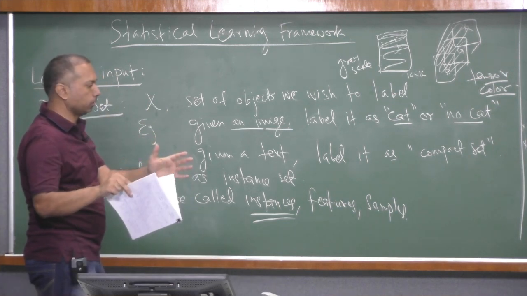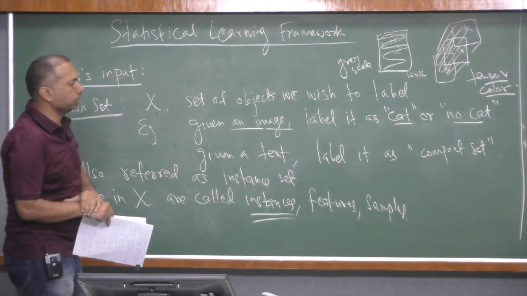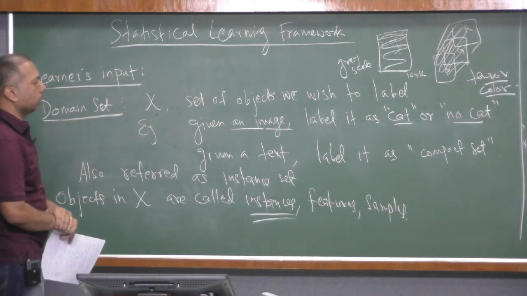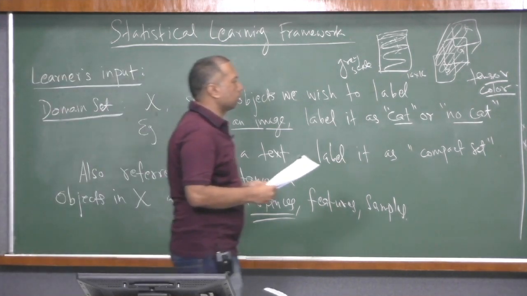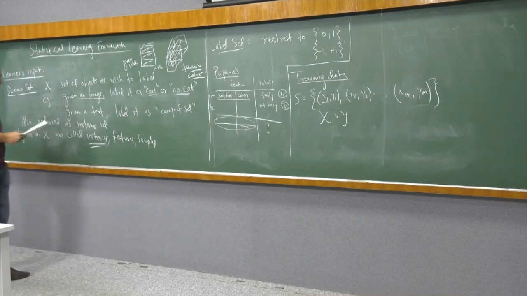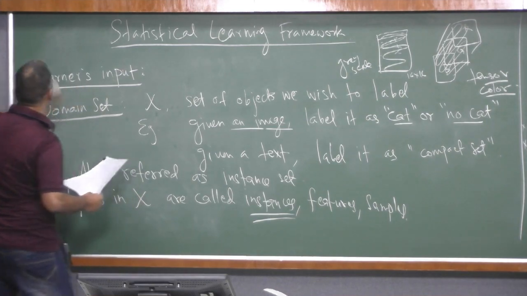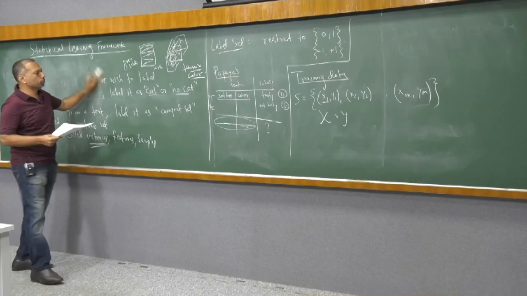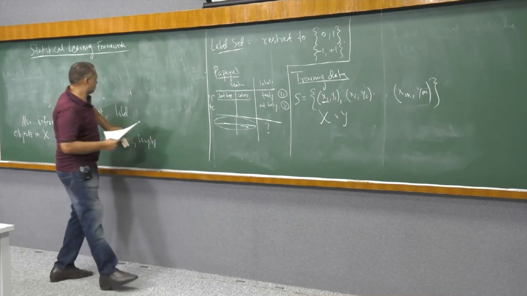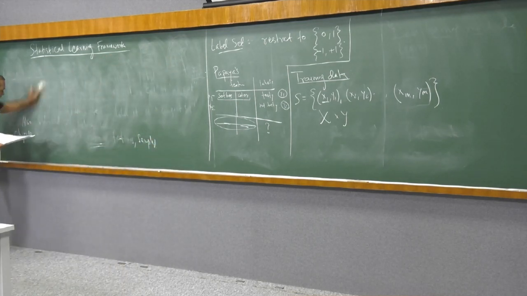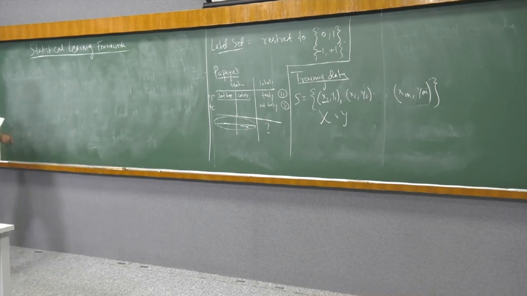What are we trying to learn? What are the notations we use? The domain set, and then the label set, and combined they give me the training data on which I want to implement some learning algorithm. Then the next thing is the learner's output. In this case, the learner will try to learn something, for example whether a papaya is tasty or not.